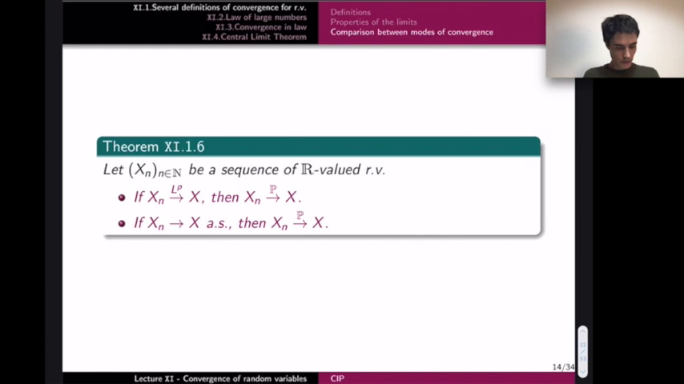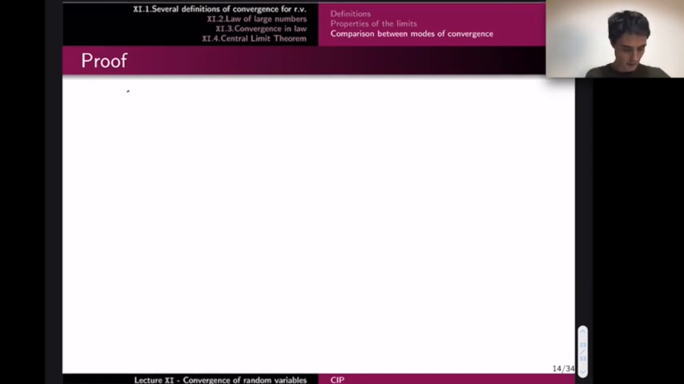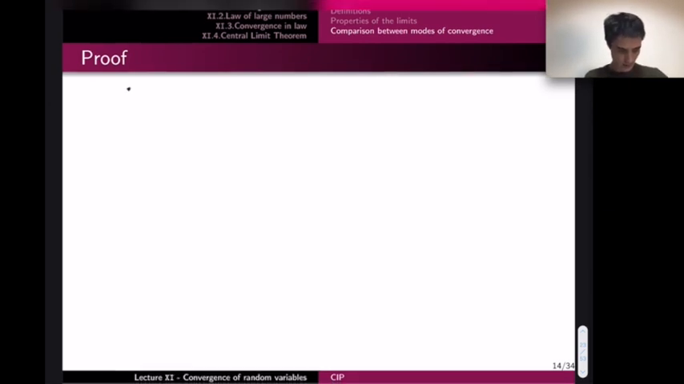Okay, so the first general result that we have is that if Xn converges in Lp to X, then Xn converges in probability to X. And we have the same for almost sure convergence: almost sure convergence implies convergence in probability. I will discuss converse implications very soon. So let's first prove these two facts. First, Lp convergence implies convergence in probability.